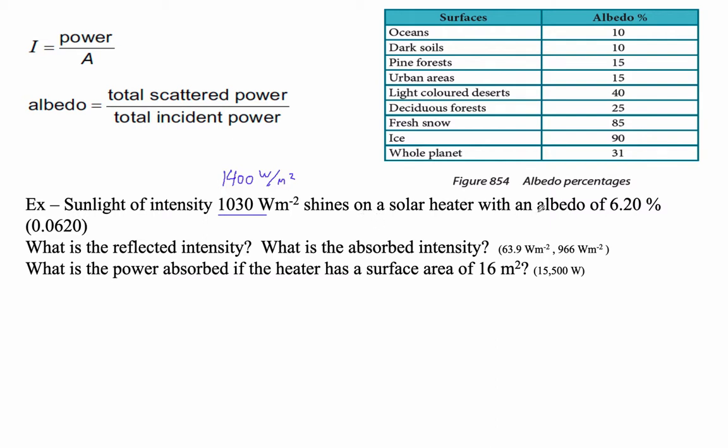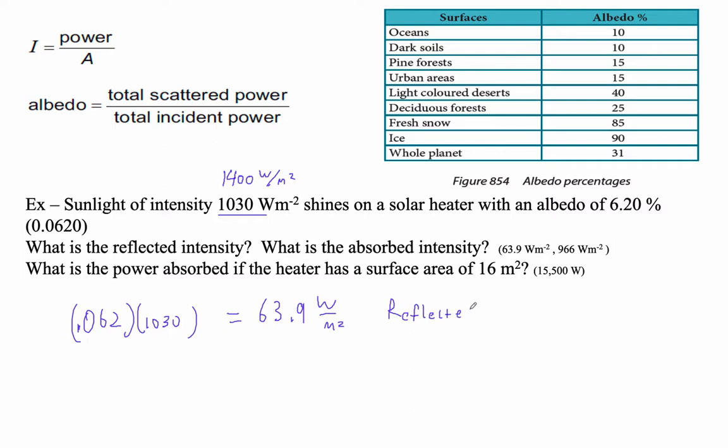It shines on a solar heater with an albedo of 6.2%, so it's not reflecting very much, right? So what is the reflected intensity? Well, that's easy, right? It's 0.062 times 1030, right? Let's do that. 0.062 times 1030. Wow, I am just in scientific notation mode. I really don't like that. Okay, so that is 63.86. So 63.9 watts per square meter are actually reflected, right?